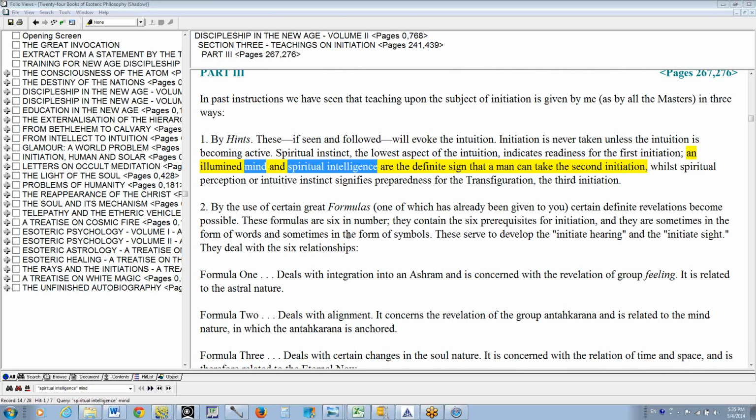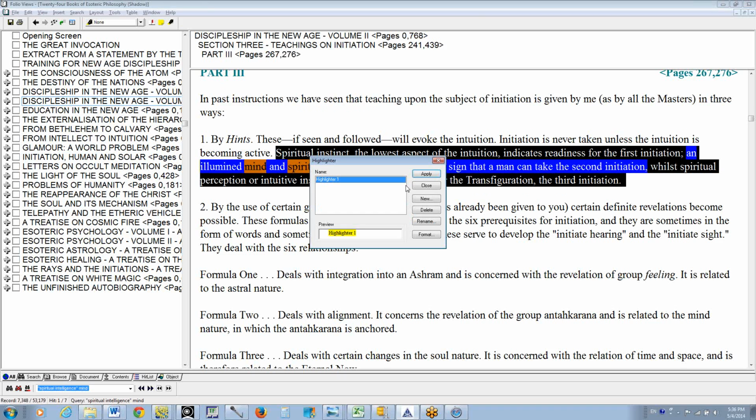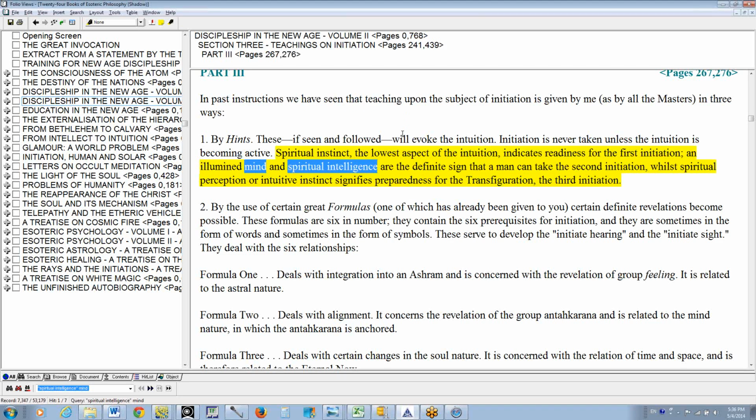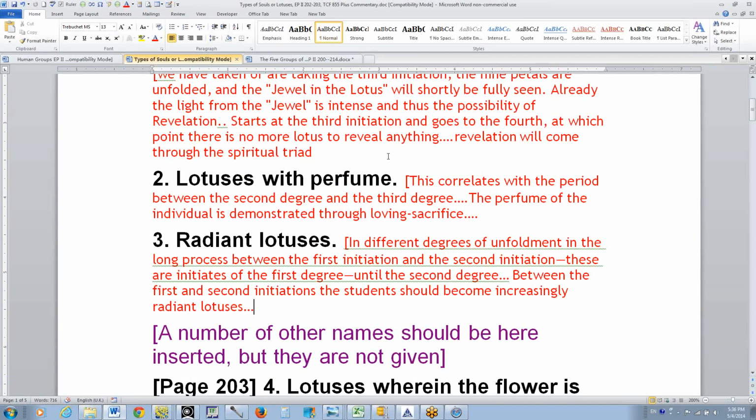So, an illumined mind and spiritual intelligence are the definite sign that a man can take the second initiation, whilst spiritual perception or intuitive instinct signifies preparedness for the transfiguration, the third, and spiritual instinct for the first. This is such an important quotation, and I always tell myself I will remember the page, but I don't. Page 267 in Discipleship in the New Age, Volume 1. So we can see how radiance would correlate at the second degree with a high degree of the illumined mind and spiritual intelligence, all the way from the first to the second radiant lotuses.